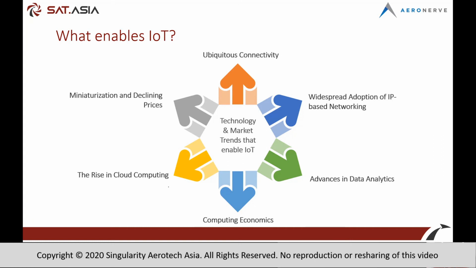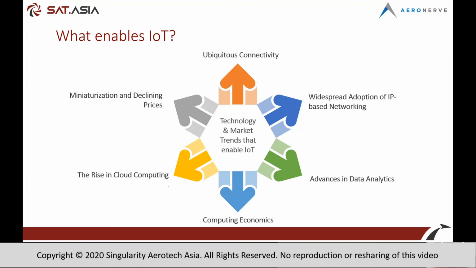Okay, last but not least is the miniaturization and declining price. One of the most important things is the sensing of data, the gathering of data or creating the data. Sensors, one of the most important elements of IoT, used to be very, very expensive, and they were quite big in terms of size. Now the trend is that all the sensors are becoming smaller and cheaper.